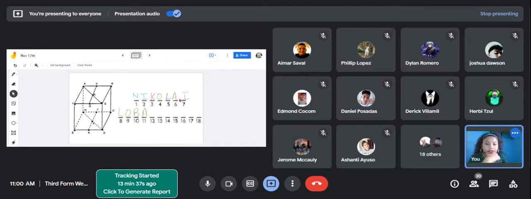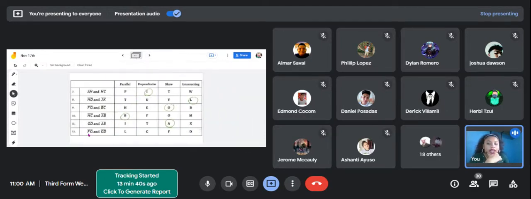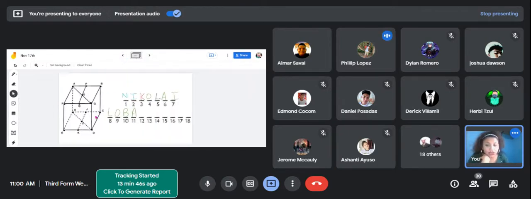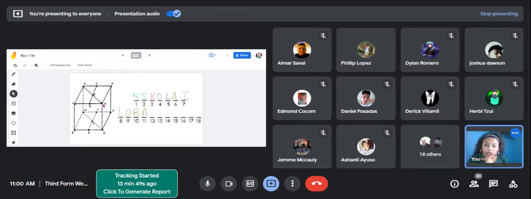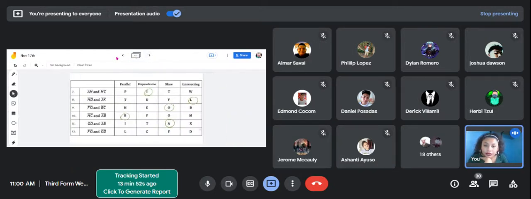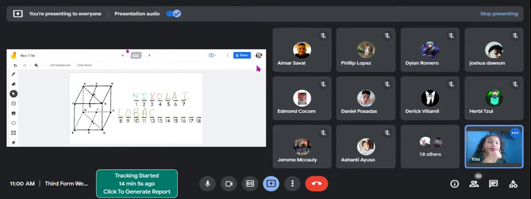So this is all we have so far. And FG and GD, what does that give you? FG and GD gives you perpendicular lines. So I'm gonna circle C and write a C here. Yes? Any questions, guys? Is everybody understanding? No questions. Okay.